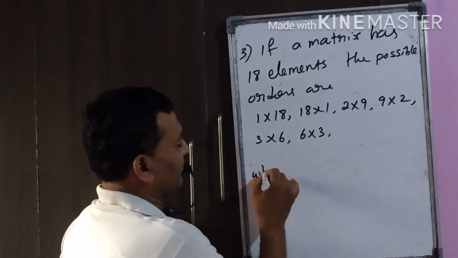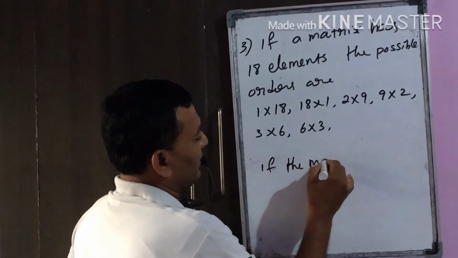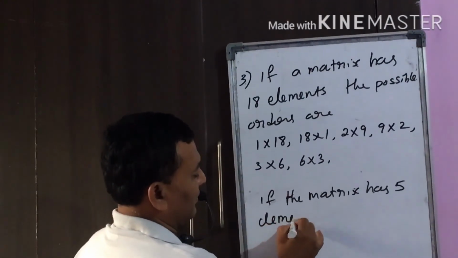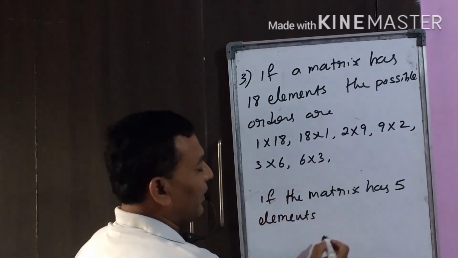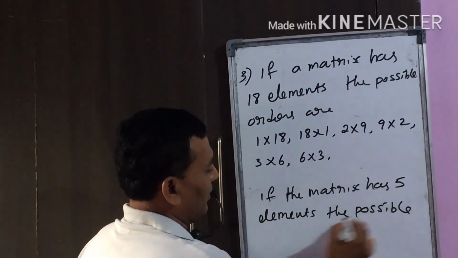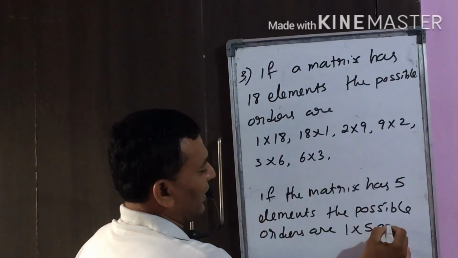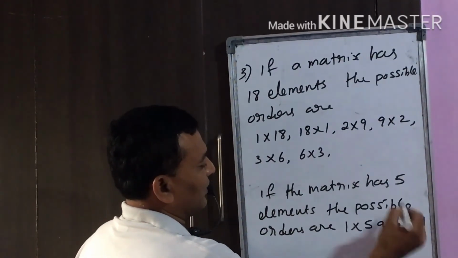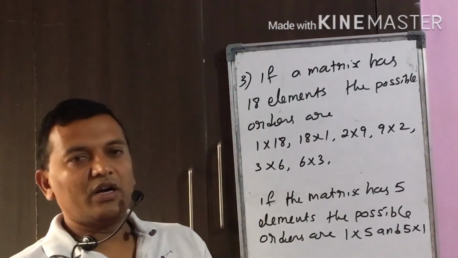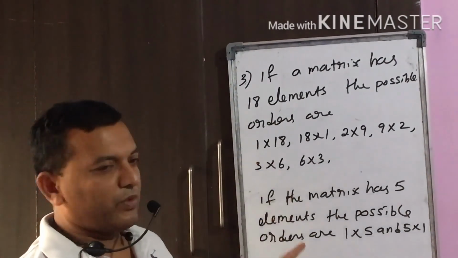What if it has 5 elements? If the matrix has 5 elements, here again we can notice that 5 is a prime number, therefore the possible orders are 1 cross 5 and 5 cross 1. That's it. For a prime number of elements, we can have only 2 orders when we arrange them in a matrix. Now, this completes question number 3.